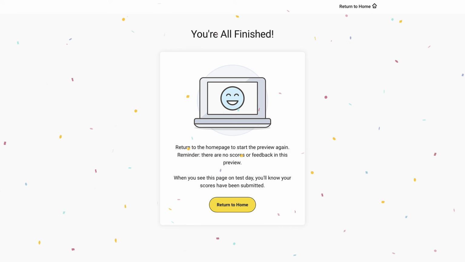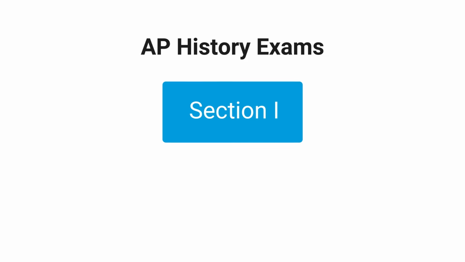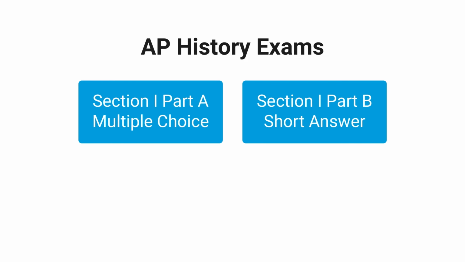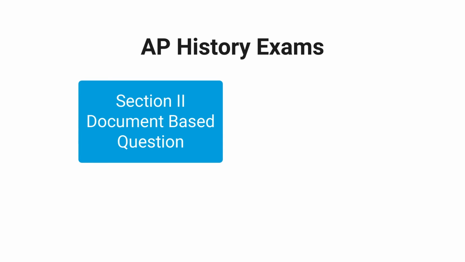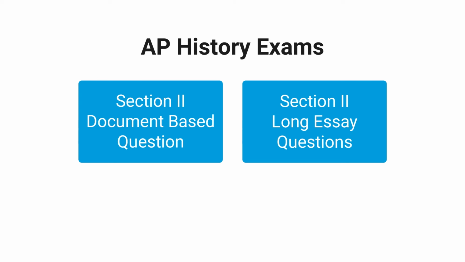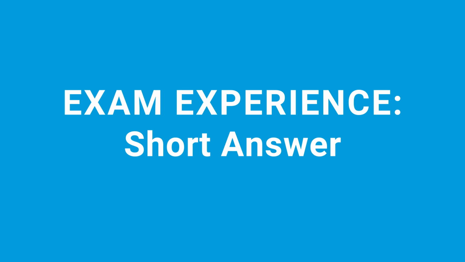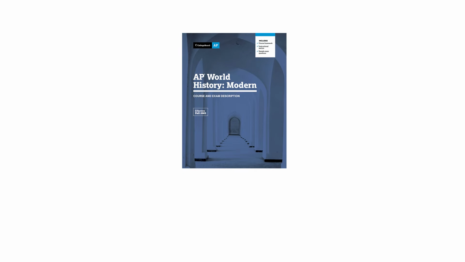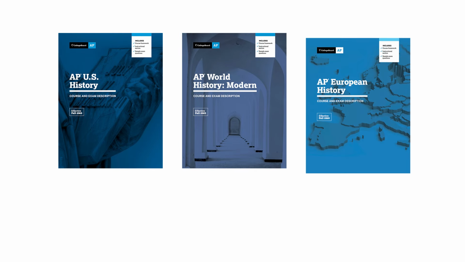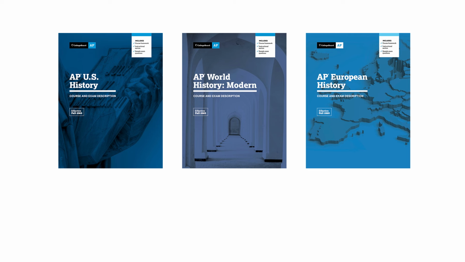This is what you'll see when taking the AP English Literature and Composition and AP English Language and Composition exams. Section 1 in the AP History exams is divided into 2 parts: Part A, multiple choice, and Part B, short answer. Section 2 includes the document-based question, DBQ, and long essay questions. Let's start with the exam experience for short answer and use AP World History Modern as our example. The exam experience is the same for all 3 AP History exams.